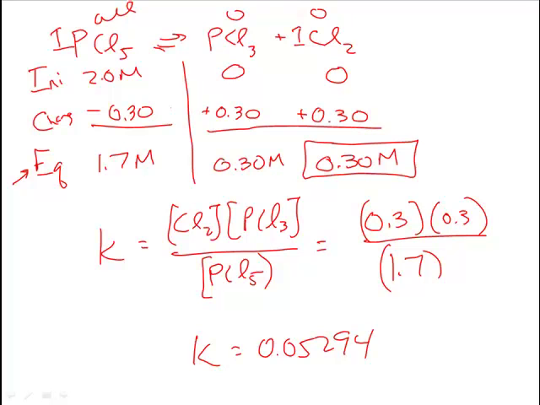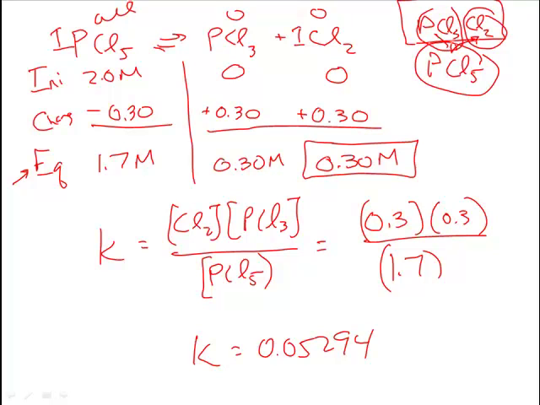The reason it's 0.3 lost here and makes 0.3 and 0.3 here is PCl5 is composed of PCl3 and Cl2. These are equal to each other. When PCl5 breaks apart, it breaks up into 2 pieces, piece 1 and piece 2. If you have one PCl5, it breaks up into Cl2 and PCl3. So it's a 1-to-1-to-1 mole ratio. That makes sense?